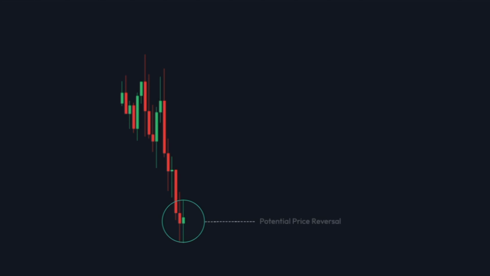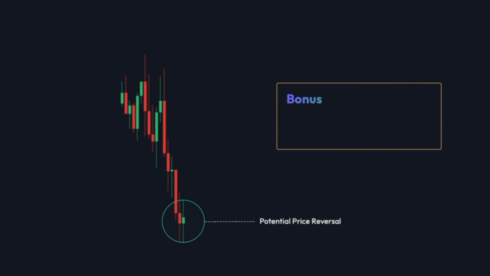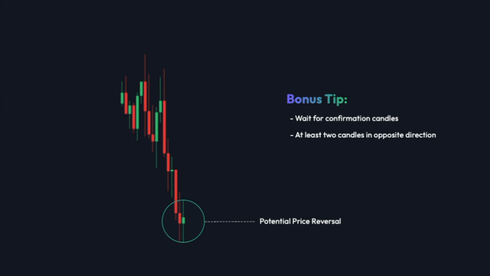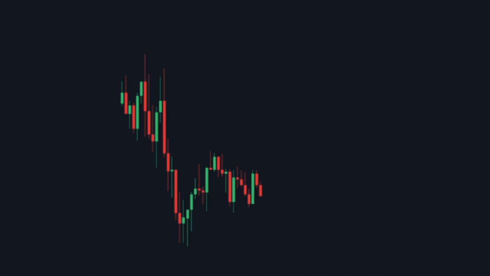Here, we have a strong downtrend with price falling sharply. Right here, a green doji candlestick appears. This is a sign that price could potentially reverse. A bonus tip is to wait for confirmation candles after the doji candlestick to appear before entering the trade. In this case, two green hammer candles appear after the doji candle and boom, price completely reverses.